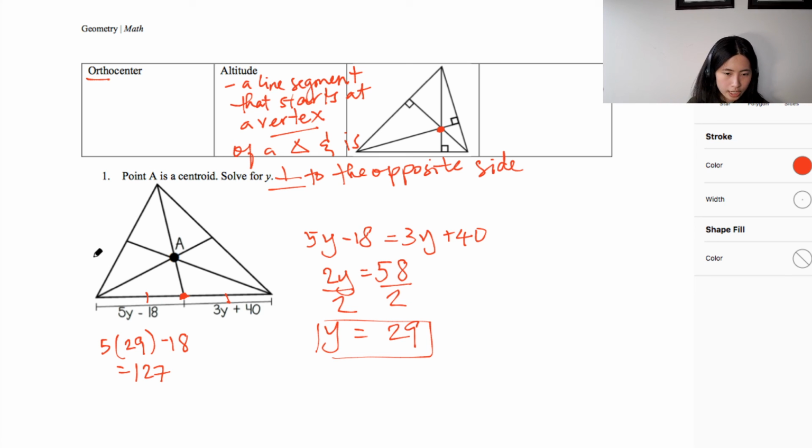So let's try to plug in 29 when you have 3 times y plus 40. So 3 times 29 plus 40. Yeah, so you're supposed to get 127 as well in order to just check your work, right? So 3 times 29 plus 40, this is also equal to 127.